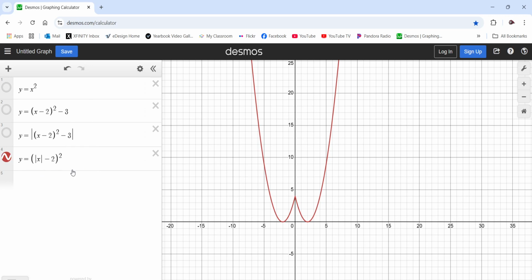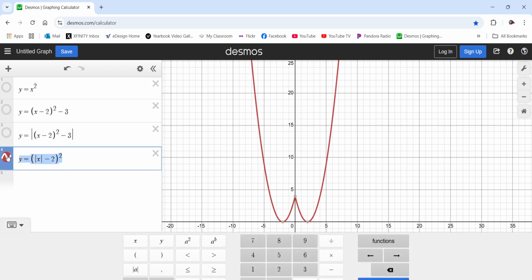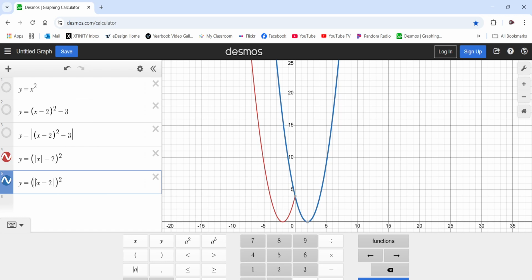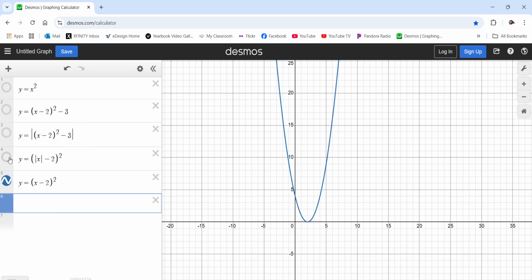I tell you what, let's make a parent function with this, just to kind of compare. And let's not put absolute value of x. Let's just see what it looks like without the absolute value. All right, so that's what that looks like. Okay, just x minus 2 in parentheses squared just means you do what? Just move it to the right 2 places, correct?